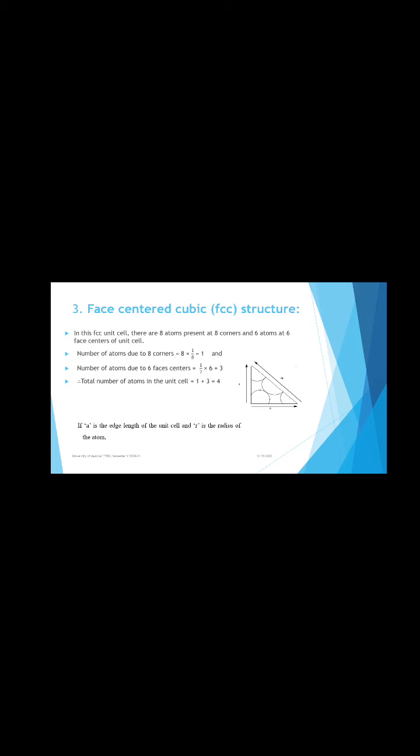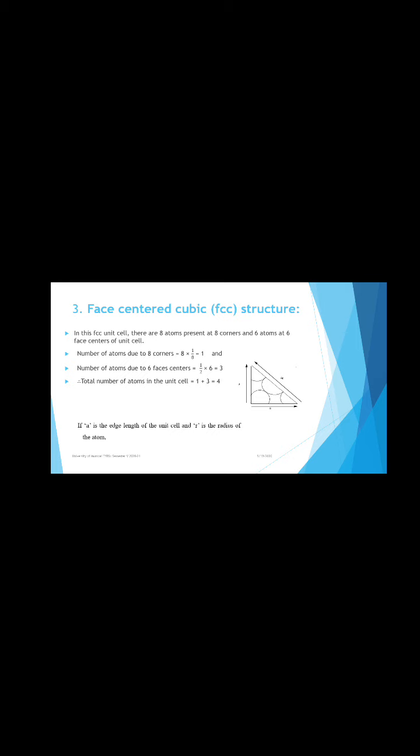If any solid has an FCC type of structure, then in that structure there are 8 constituent particles present at the 8 corners of the cube, and 6 atoms are present at the 6 faces of the unit cell. That means every face occupies half of an atom. So total number of faces is 6. Okay. Number of atoms due to 8 corners is how much?